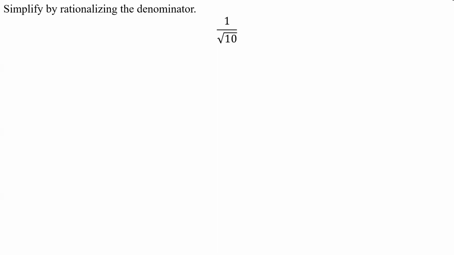All right, so here we want to rationalize the denominator. And because we just have a simple square root down here, we want to think about what is the square root of 10? Well, that's the square root of 2 times the square root of 5. Those don't have anything in common.